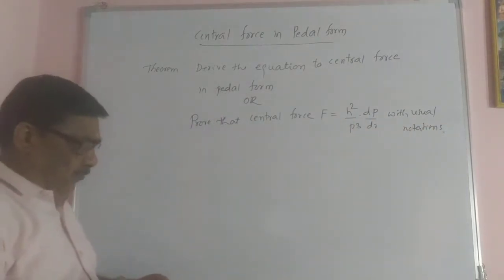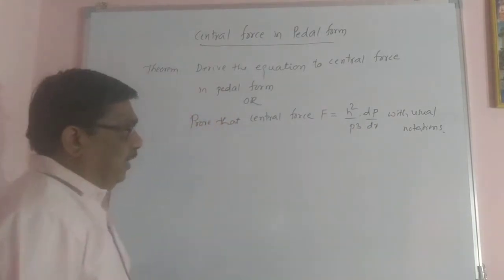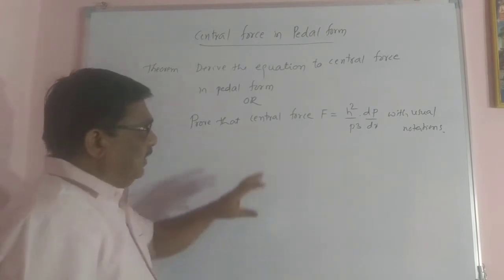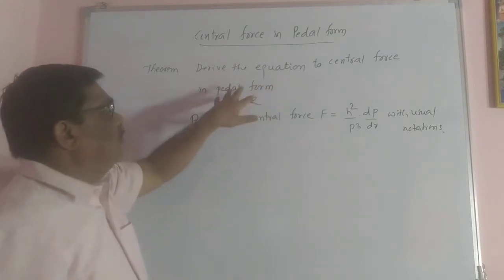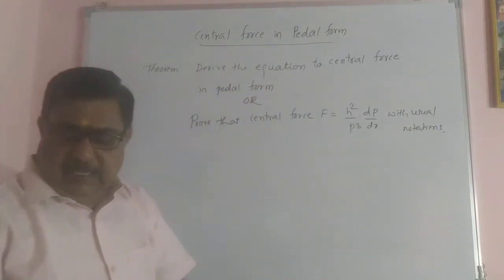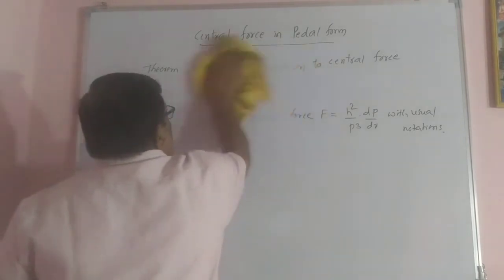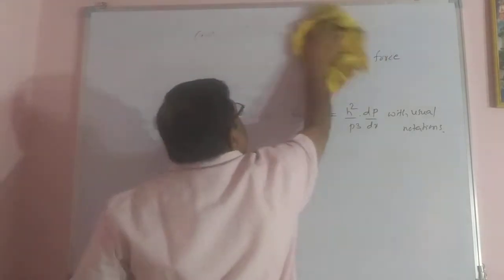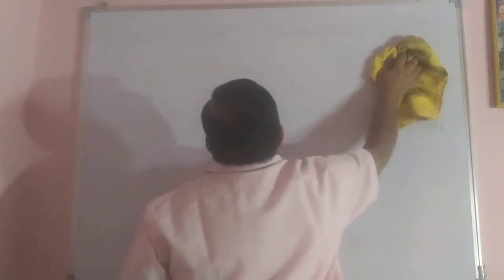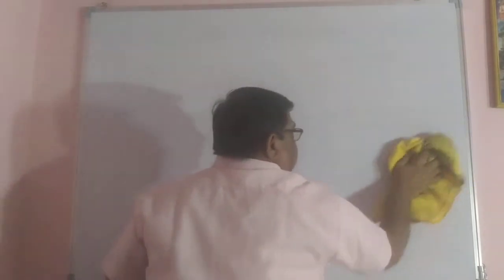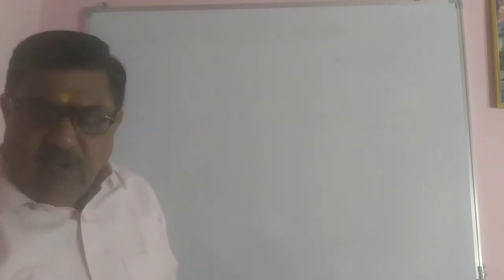Prove that central force F is given by F equal to h square divided by p cube into dp by dr. This is the pedal form of the central force. Or they simply ask, derive the equation of central force in the pedal form. Yes. So let us prove this with the usual notation. So a simple proof. Of course, some basic conditions we have to remember. If you know the basic conditions, then the proof is quite simple, quite easy, because already you have studied the radius of curvature, center of curvature. So all those things you have studied. Based on that, I am going to prove it.